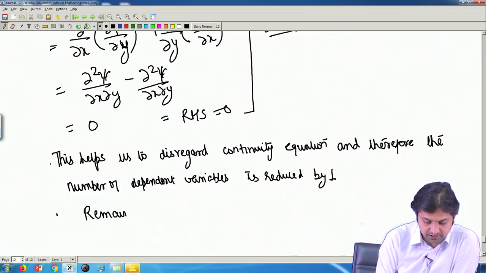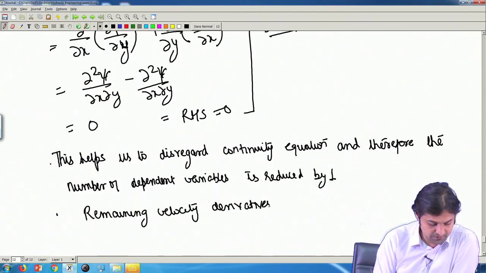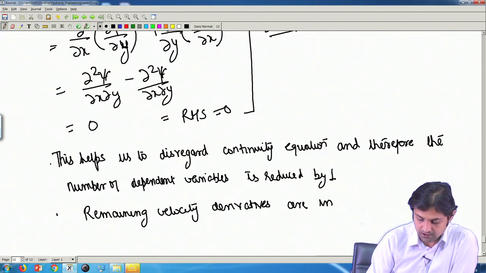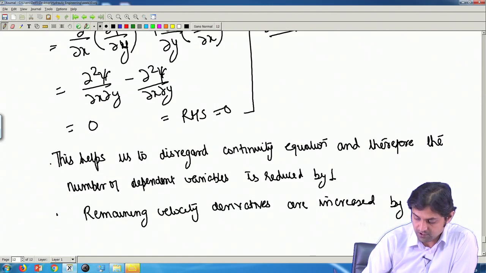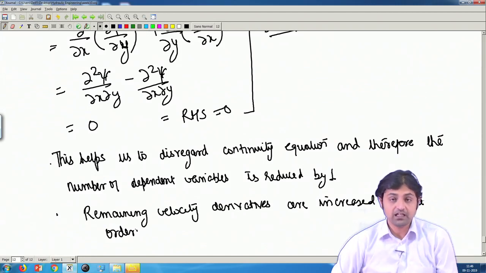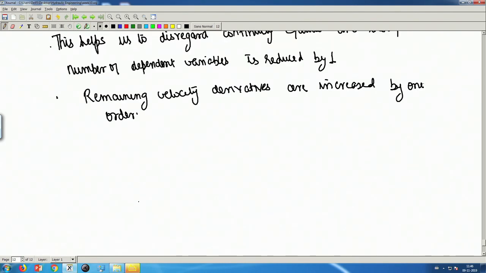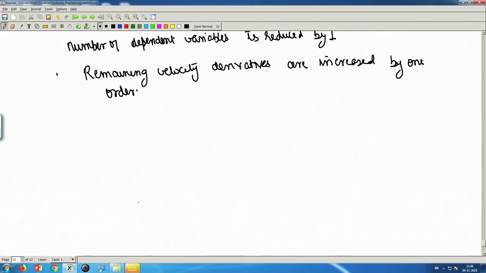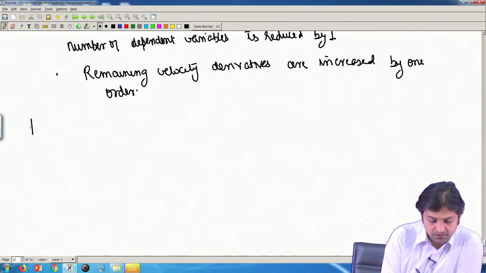The disadvantage is that the remaining velocity derivatives are increased by 1 order, because as you see this is a del square term. So this is one of the disadvantages, but on the other hand the advantage is that the number of dependent variables is reduced by 1. Now what is the physical significance of stream function?